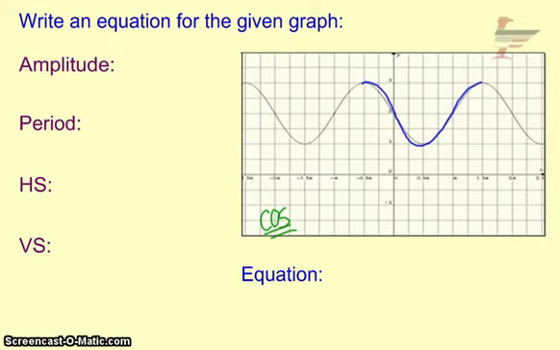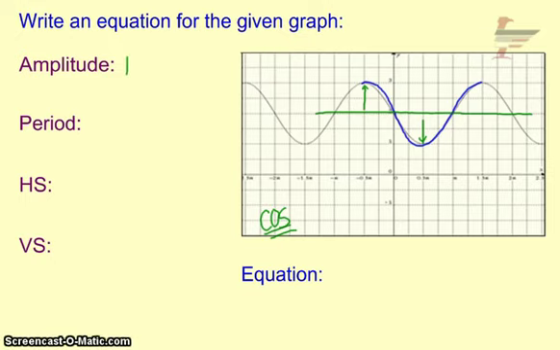Normally our graph is centered around the x-axis. I can draw in a midline halfway through our graph. That is your new x-axis. We can tell the amplitude from this line up to the top of our graph or to the bottom of our graph. It looks like two spaces, but if we pay attention to how they labeled the graph, it's actually one. So I know the amplitude will be 1.